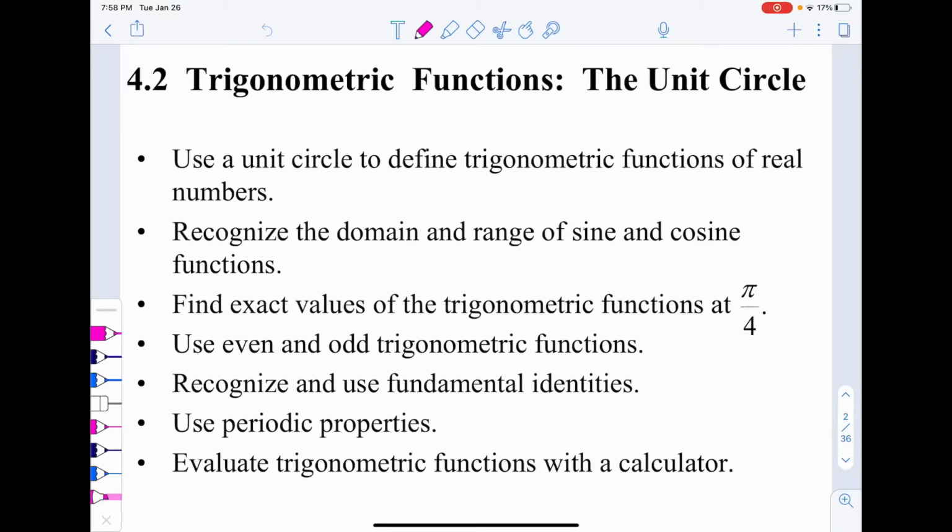Looking at section 4.2, trigonometric functions, the unit circle. So some of this should be some good review of the trig class you took last year. Some of it may be adding on some new pieces.